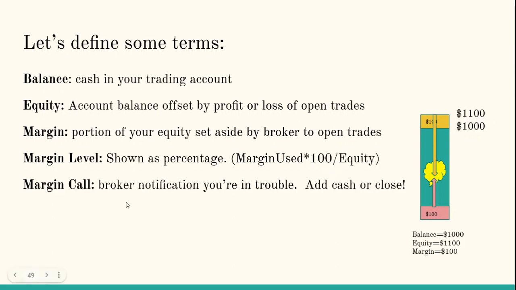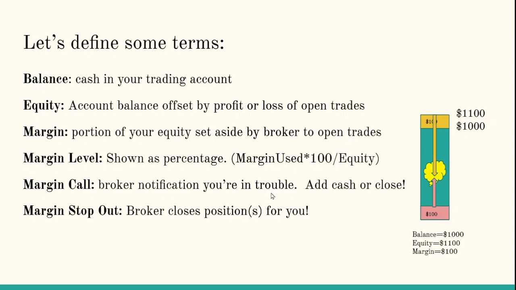A margin call is a broker's notification to you that you're in trouble. You'll need to add cash to your account or close trades. The margin stop out is what you're trying to avoid, and that is where the broker closes positions for you. And using Murphy's Law, you can assume that the broker is going to close the trades that you least want to close in order to get you out of margin difficulty. So this is something that you definitely want to control yourself.